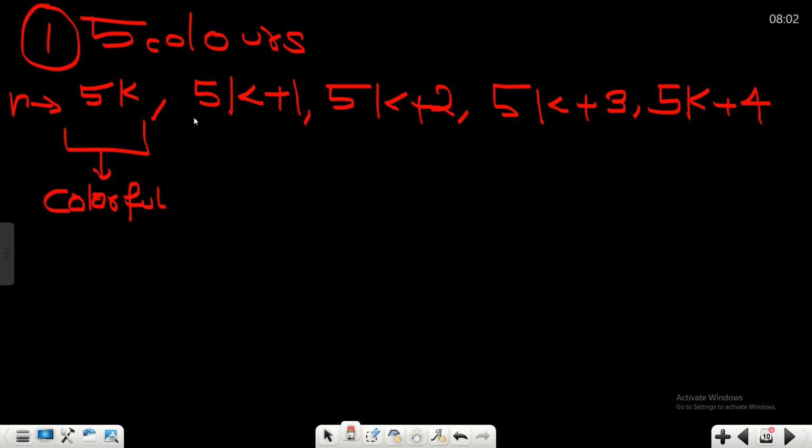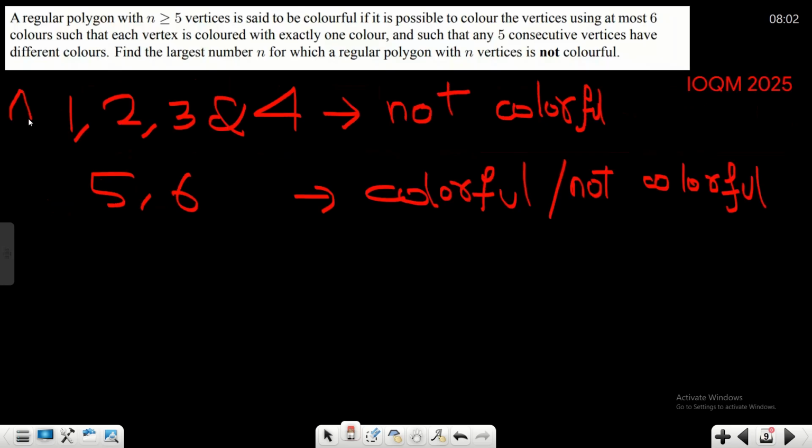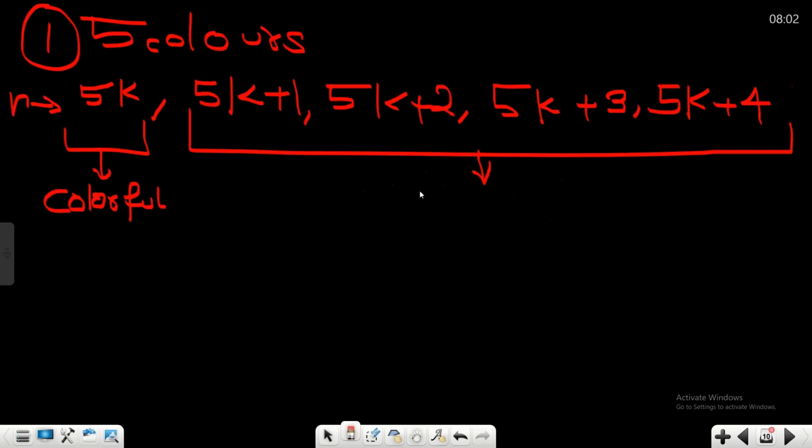Now if you pick n in any of these 4 forms, whether 5k plus 1, 5k plus 2, 5k plus 3 or 5k plus 4, one thing is sure, that this is always going to be not colorful. Why? Because you can apply the same logic I have said here. This same logic applies to the 5k plus 1 to 5k plus 4 forms as well. So if you pick any of these 4 forms and assign it to n, then it is always going to be not colorful. You can try it out, you will come to know that it is always not colorful.